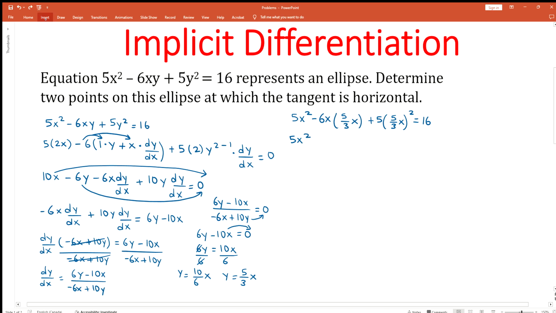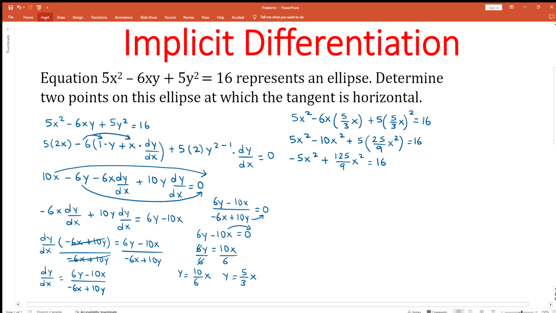Negative 6 times 5 over 3 is equal to negative 10. x times x is x squared. The square of 5 over 3x is equal to 25 over 9 x squared. 5x squared minus 10x squared is equal to negative 5x squared. 5 times 25 over 9x squared is equal to 125 over 9 x squared.